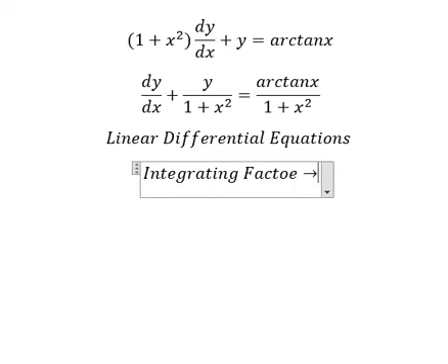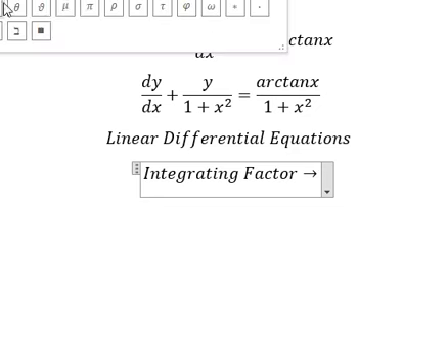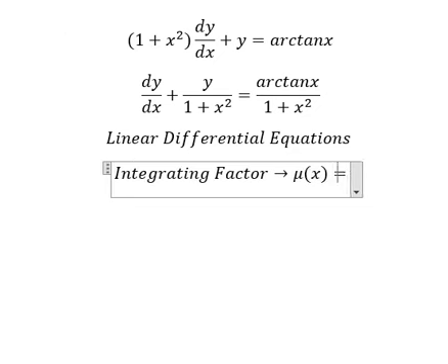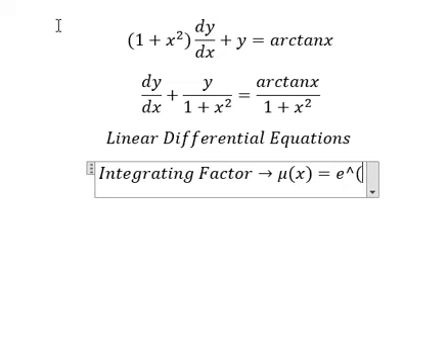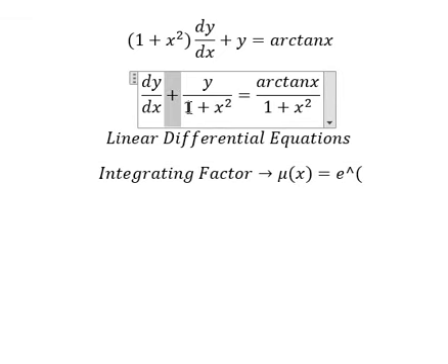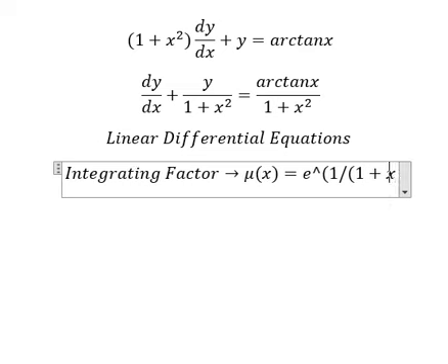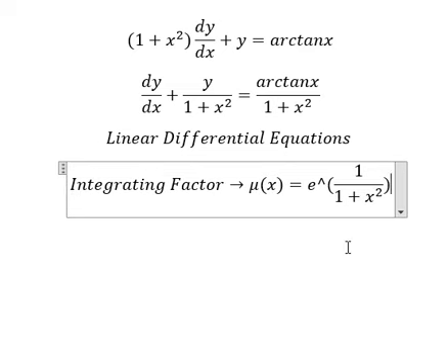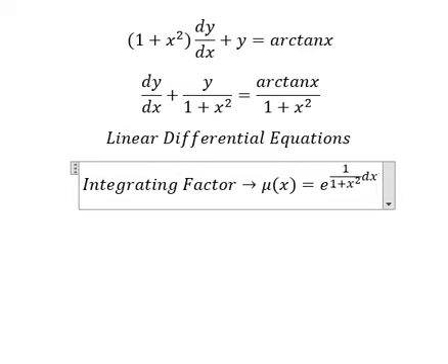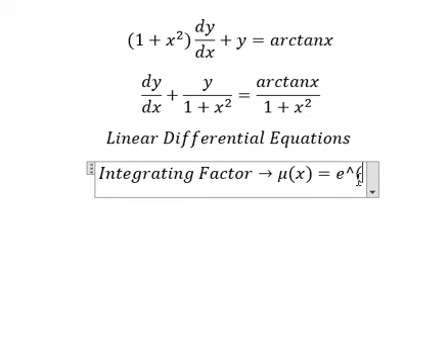So we need to find mu of x equals e to the power of the integration of 1 over 1 plus x squared. This is for the integrating factor, and I will put this one going here. Oh, sorry, that should be like this.